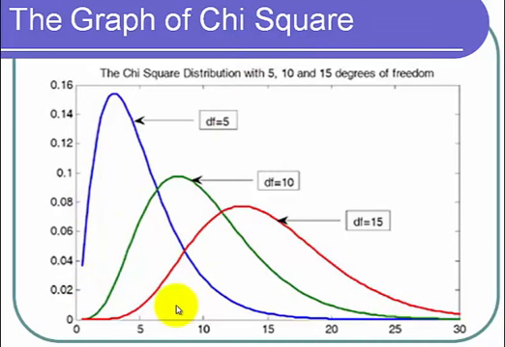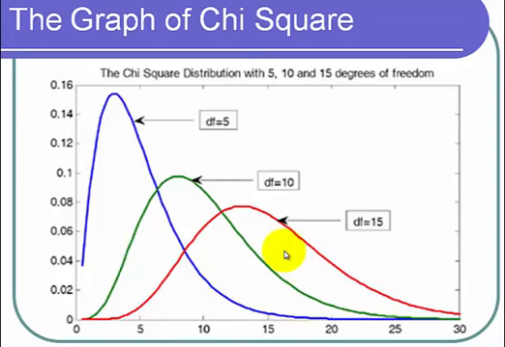For 10 degrees of freedom, it is also unimodal. It gets still skewed right, but not quite as badly. And then for 15 degrees of freedom, it is unimodal and it's less skewed right. It's very close to looking somewhat normal when we get up into the higher degrees of freedom.